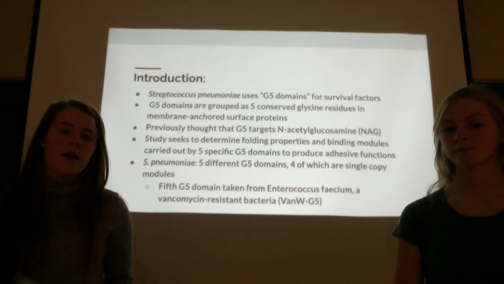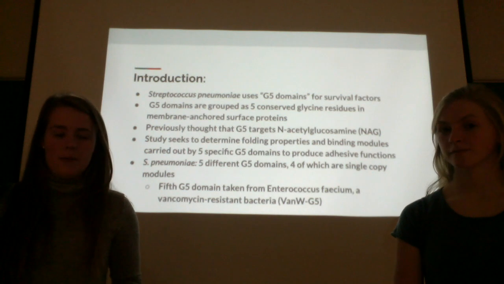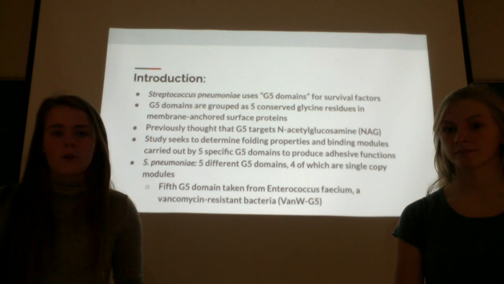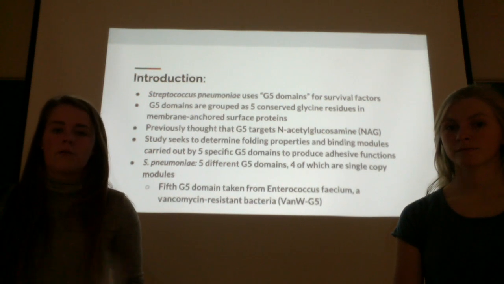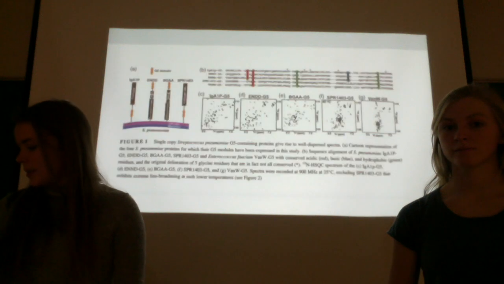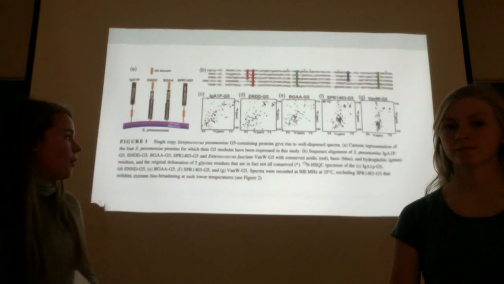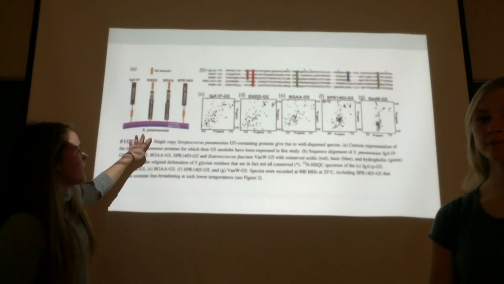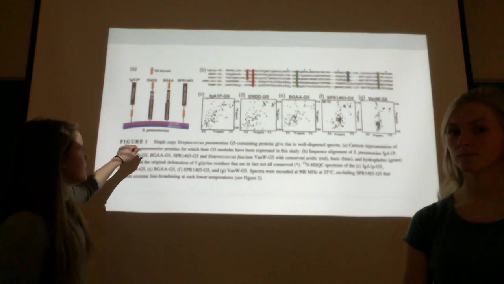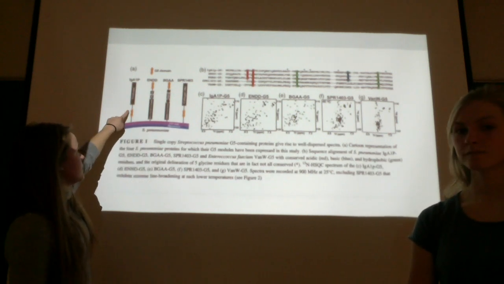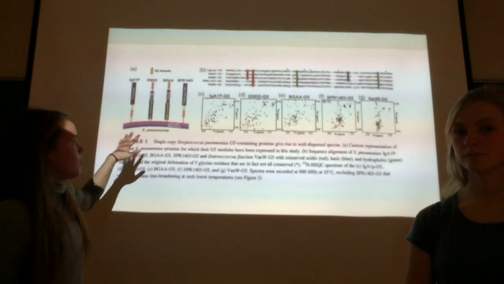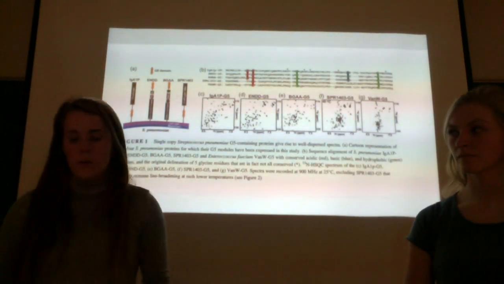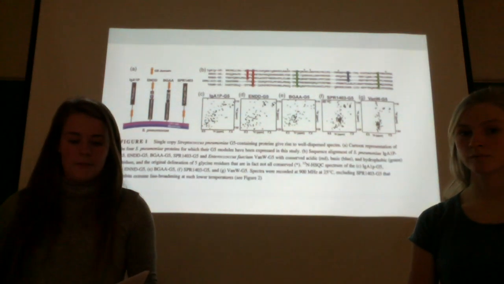S. pneumoniae has 5 G5 domains, 4 of which are single copy and were therefore studied in this article. A 5th domain came from Enterococcus faecium, which is a vancomycin-resistant bacteria, and is called VAN-W G5 throughout the rest of this study. Here's a little graphic of the 4 S. pneumoniae G5 domains. You can see the double orange circles represent the conserved domains, and they're all single copy, so just one per S. pneumoniae.